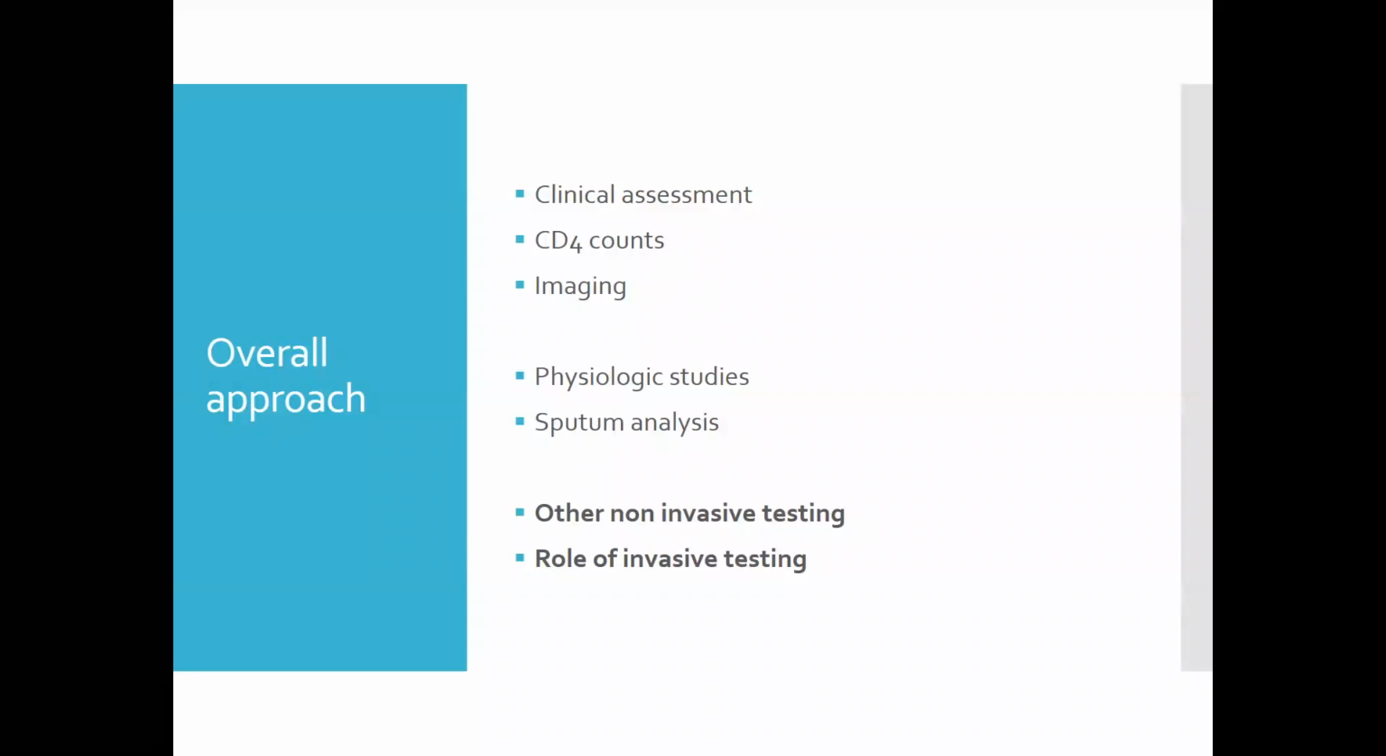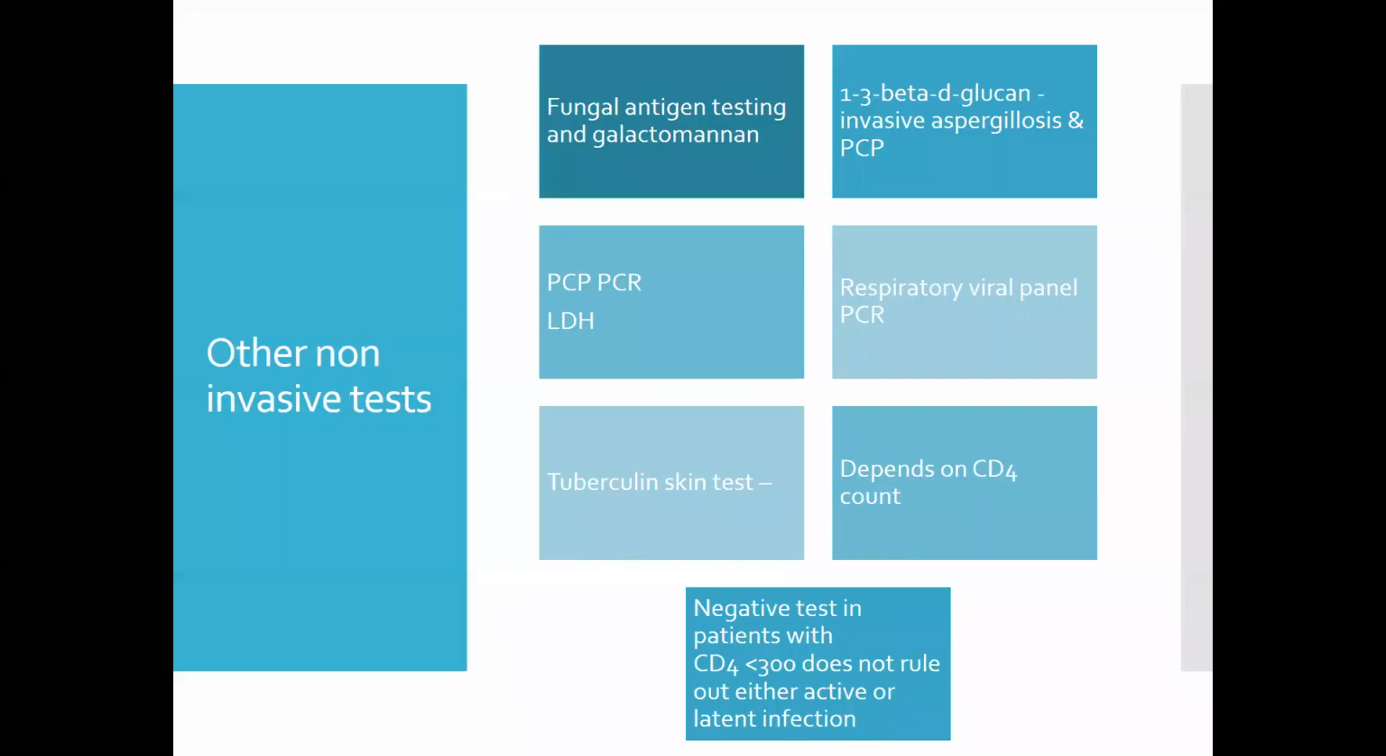Now, after thinking about the general approach of clinical assessment, the counts, imaging, physiology and sputum analysis, I'd like to touch base upon other non-invasive and invasive testing. In terms of other non-invasive testing at our disposal, we have different fungal antigen testing, so urine histoantigens, things like that, galactomannan. You can perform fungitells, especially for invasive aspergillosis and PCP. For PCP, we have PCP PCR and LDH levels that can be performed. You can perform viral panel PCRs.